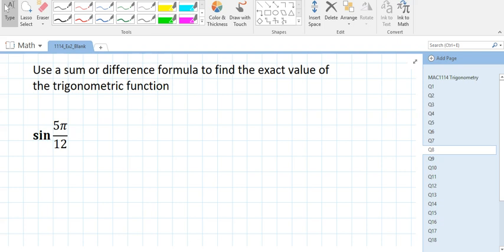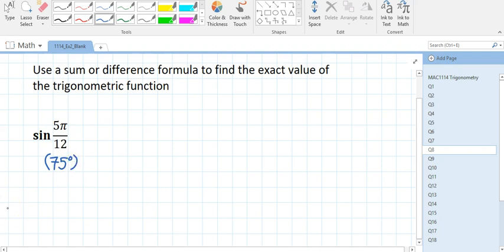And there are lots of different answers. It all depends upon what you see and what you want to do. So yes, you could think of this as 75 degrees, if you wanted to. If you're in radians, you multiply it by 180 over pi.